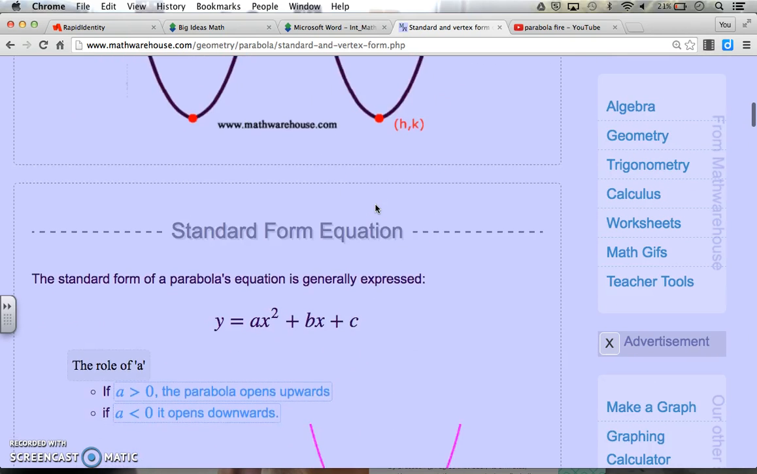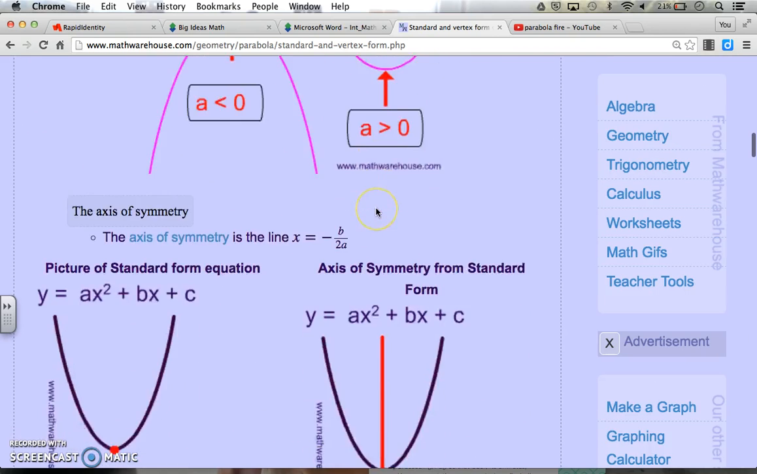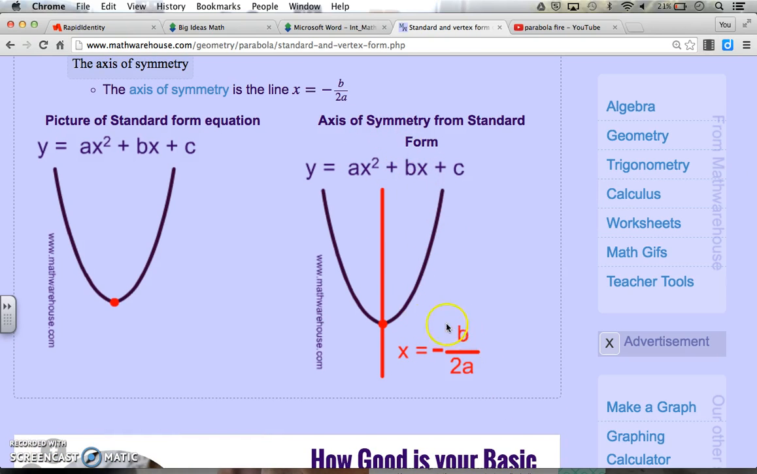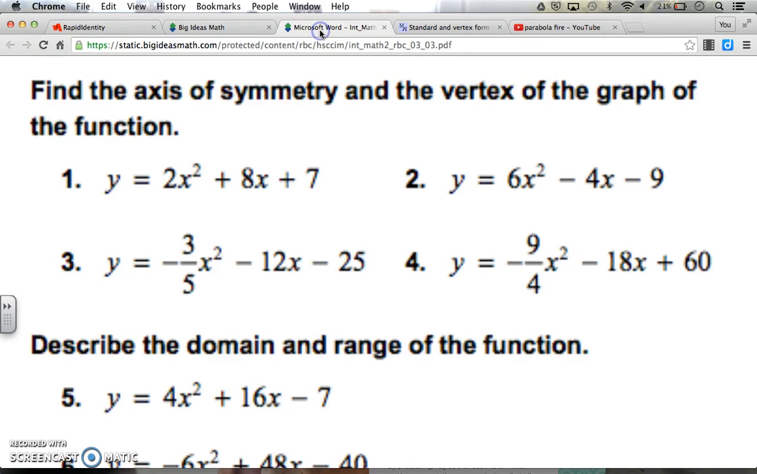So what do you do if it's in standard form? Let's just go down here. There's basic information. Here's what we want. This part right here, which should already be in your notes from class, is if you have it in standard form, this is the key to finding the line of symmetry: x equals negative b over 2a. So we go back to here. For this equation, that's what we're going to do.